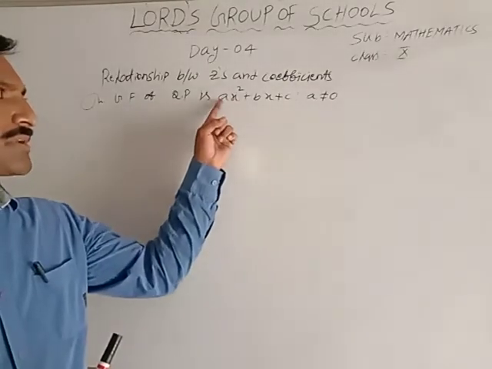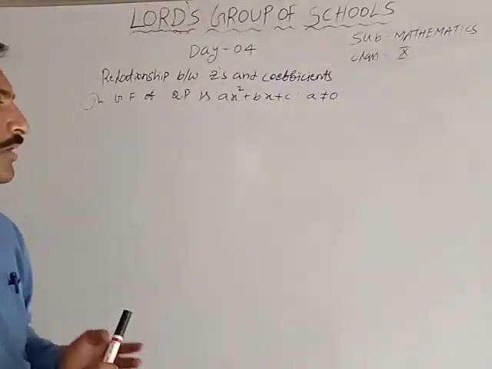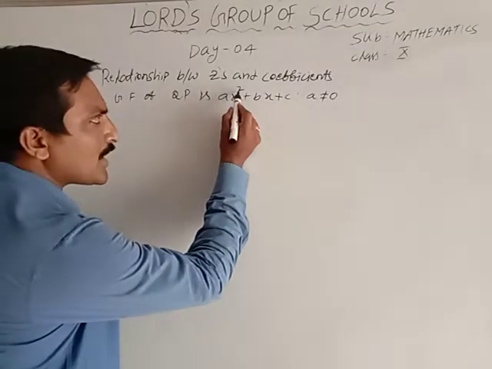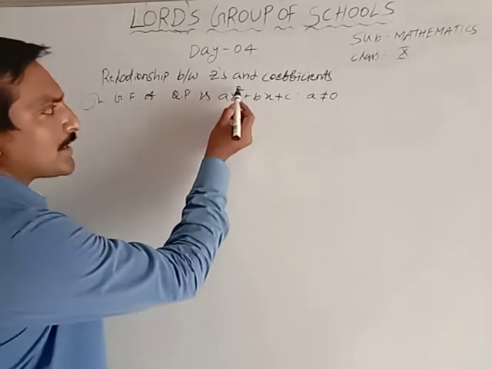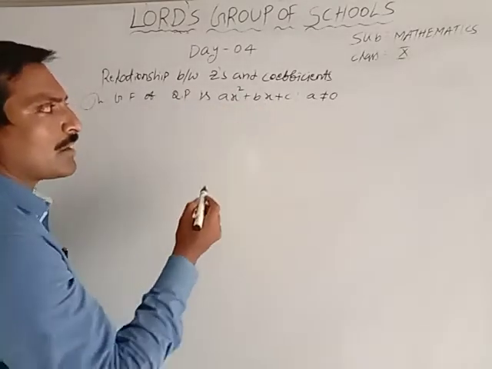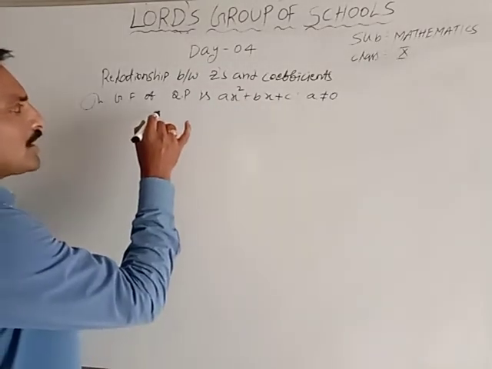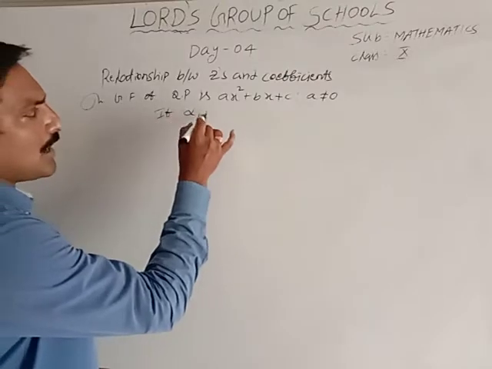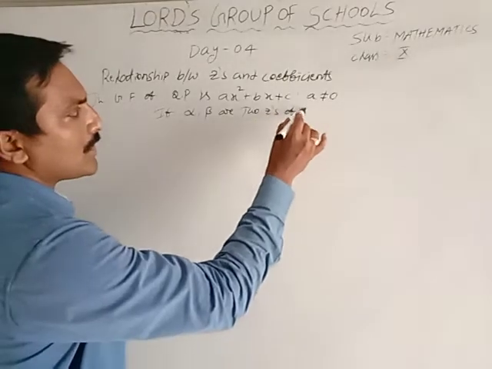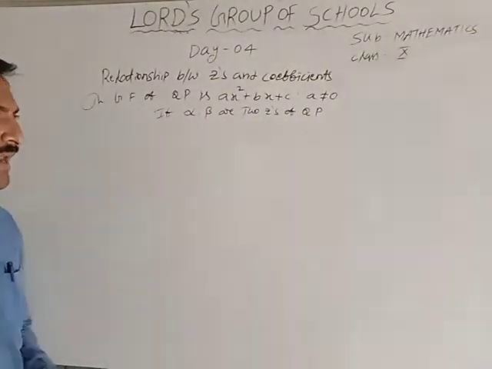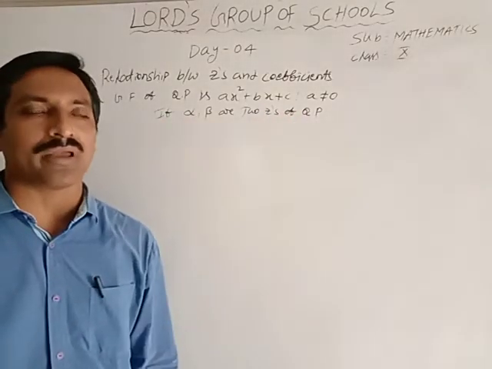Here the x square coefficient is a, the x coefficient is b, and the constant is c. Here the order is 2, that's why this is a quadratic polynomial, meaning the degree is 2. This polynomial has two zeros. Let alpha, beta be the two zeros of the quadratic polynomial. Here alpha and beta are acting as the zeros of the quadratic polynomial.